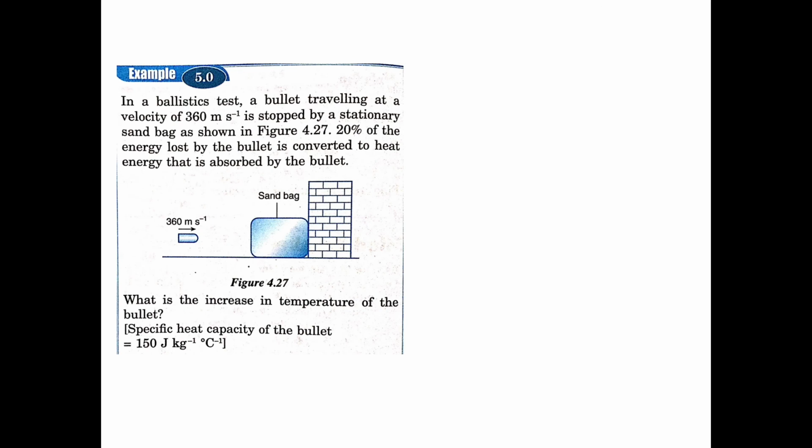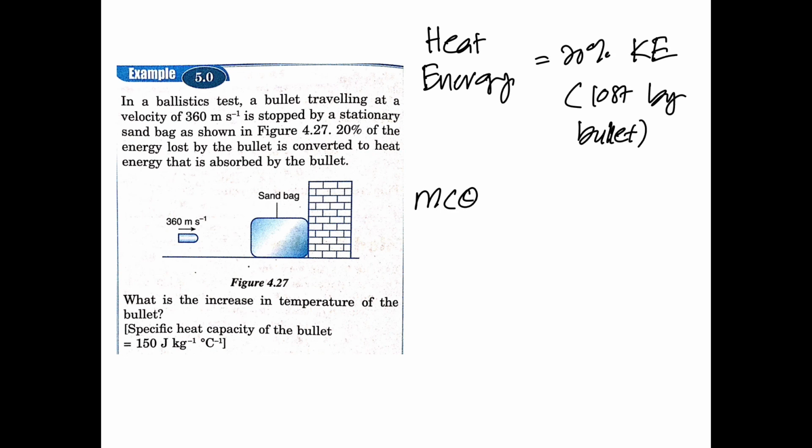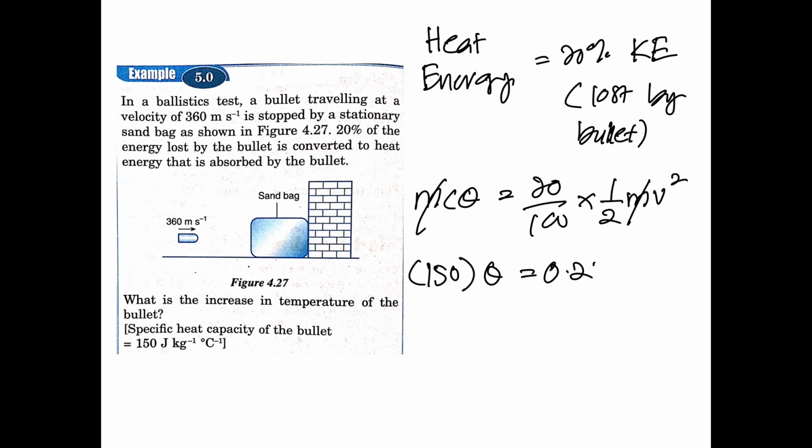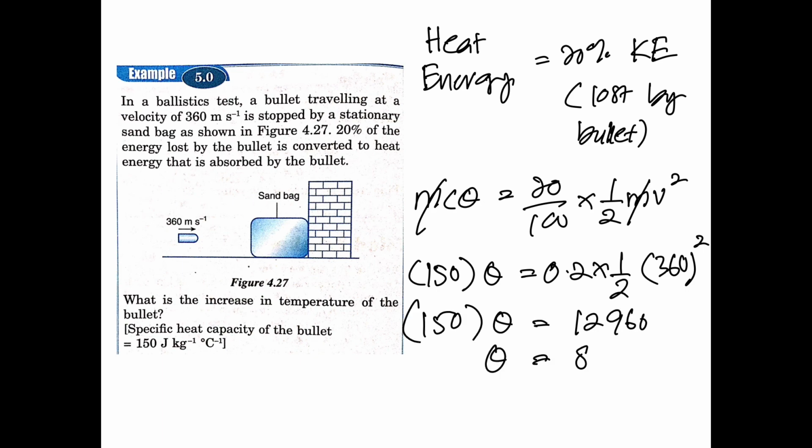Okay, the last example is example 5.0. In this question, you have to take 20% of the kinetic energy of the bullet as converted into heat energy that eventually will cause the rise in temperature of the bullet. The final answer should be 86.4 degrees Celsius.